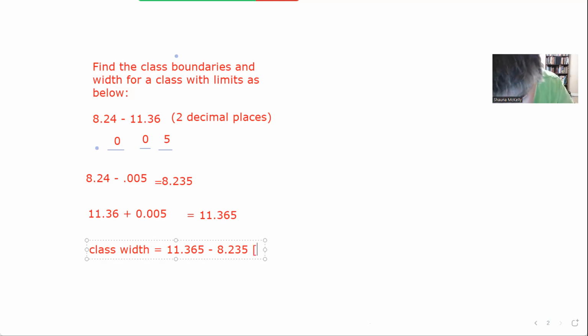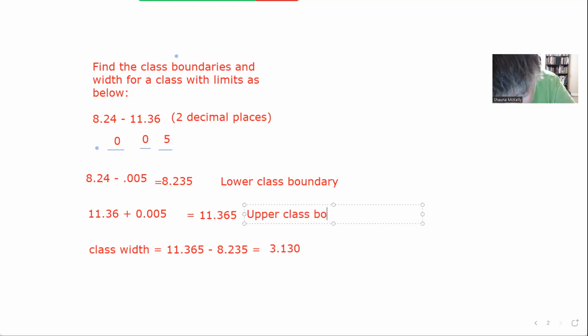Okay, this is equal to 3.130 or just 3.13, but usually we keep the class width to the same number of decimal places, okay? So our boundaries, this is my lower class boundary. This is my upper class boundary. One more decimal place down the data, okay?